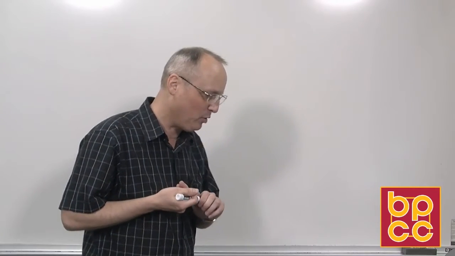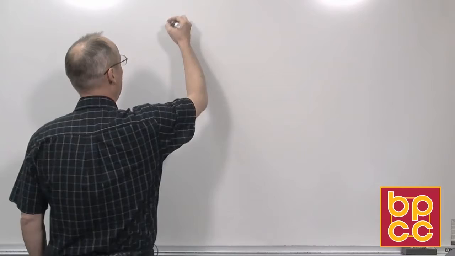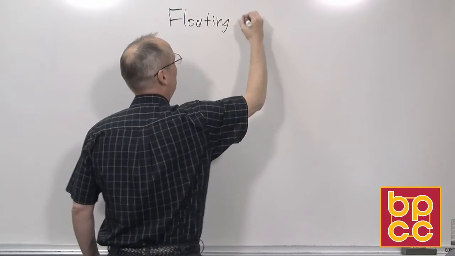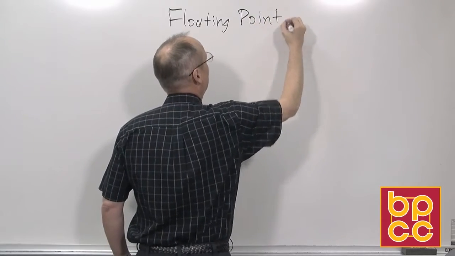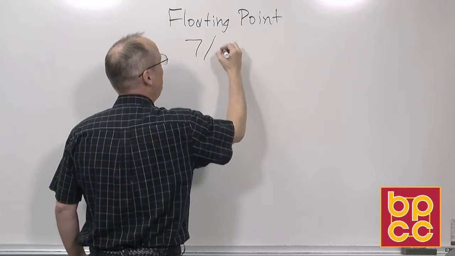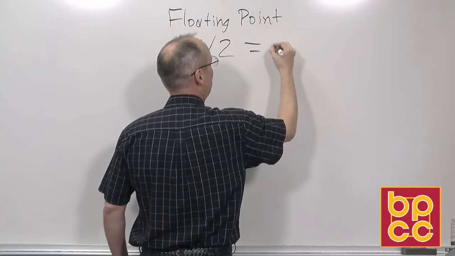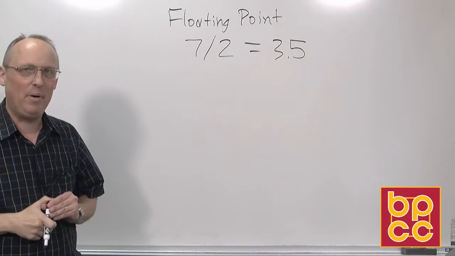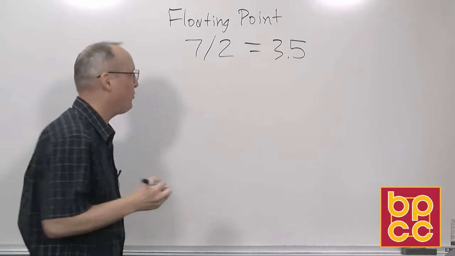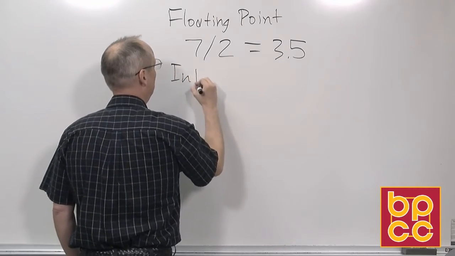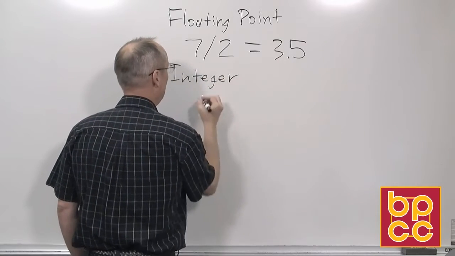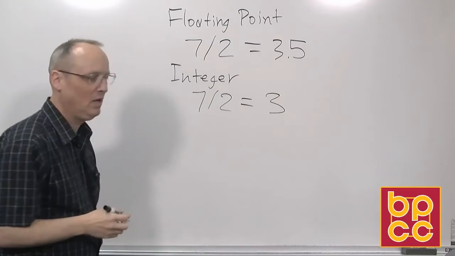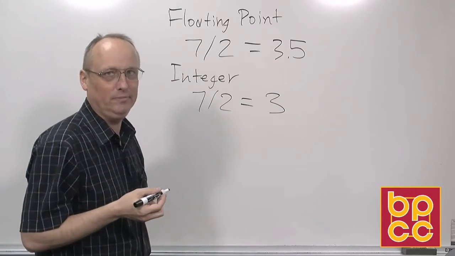To give an example, and this is going to be floating point versus integer. With floating point, if you do something like 7 divided by 2, the result will be 3.5. But if you do an integer operation, 7 divided by 2 is equal to 3, and then there is a remainder.